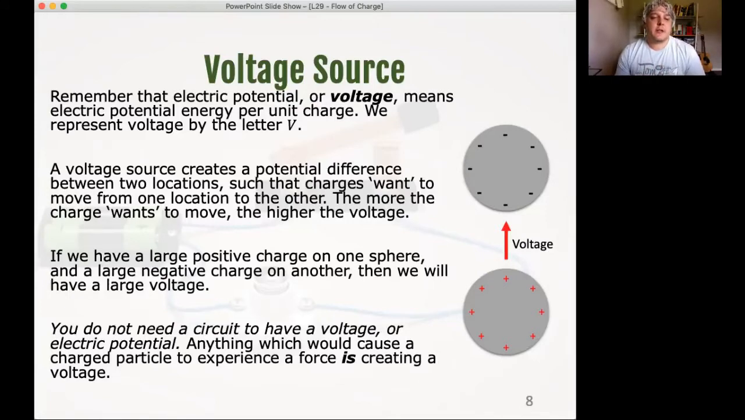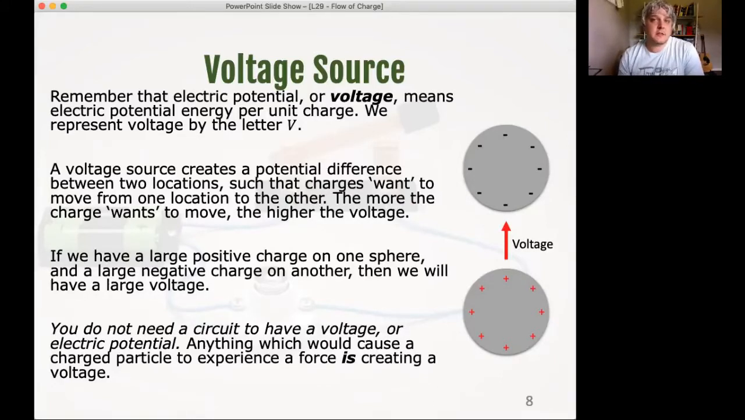If you have a large positive charge on one sphere and a large negative charge on the other, you have a large voltage. The bigger those charges are, the bigger that voltage is. Right? The bigger the charges, the total charge on that isolated metal sphere, the bigger that voltage is going to be. You do not need a circuit to have a voltage or electric potential.